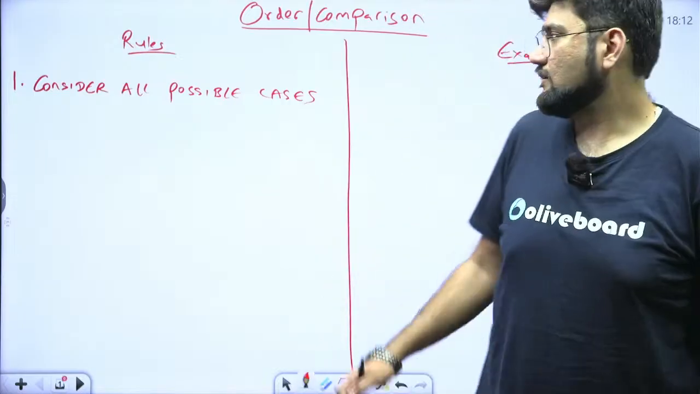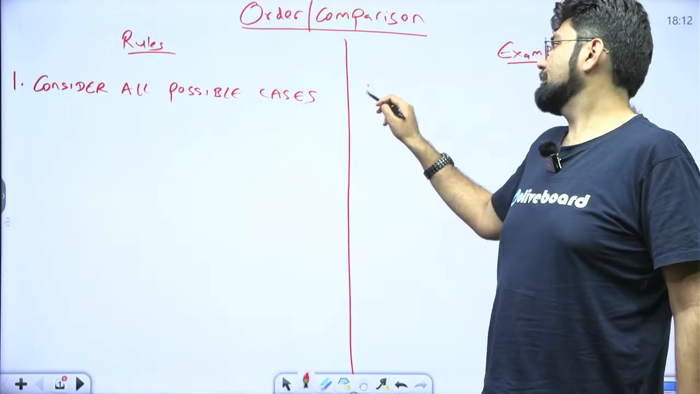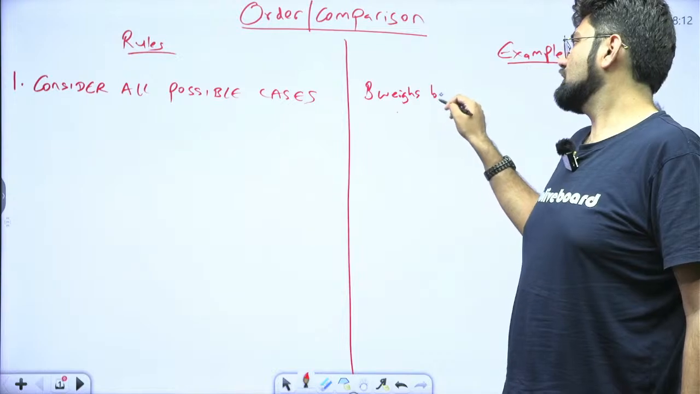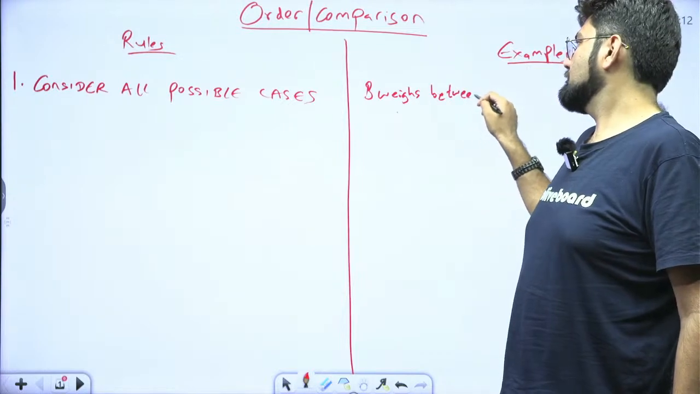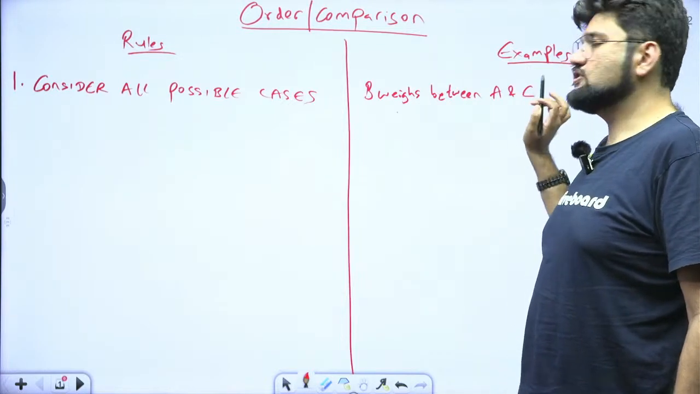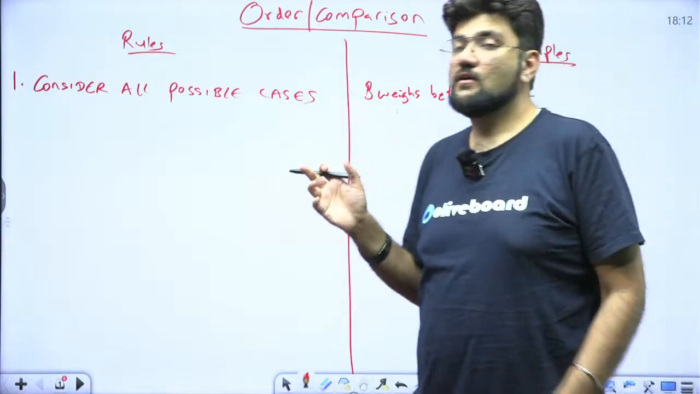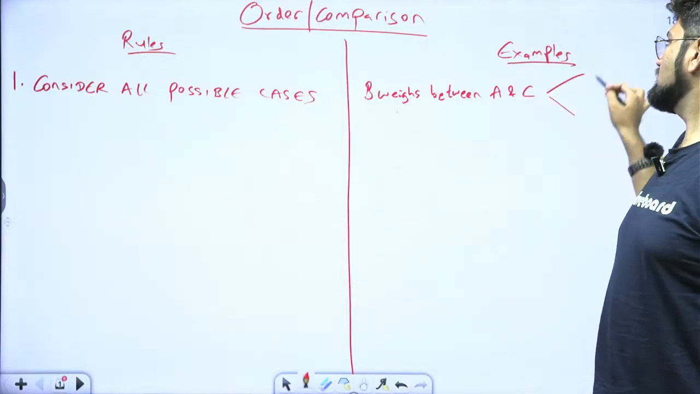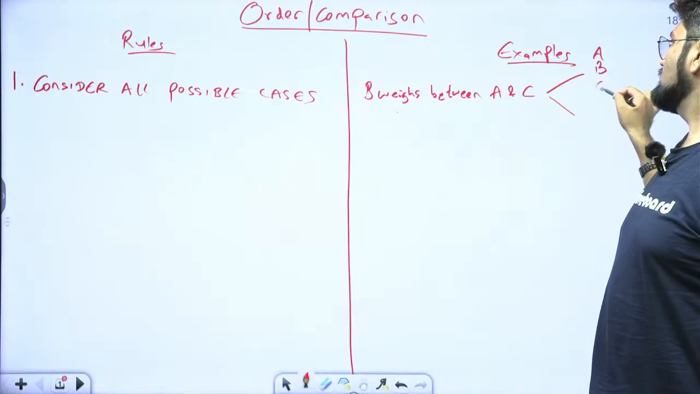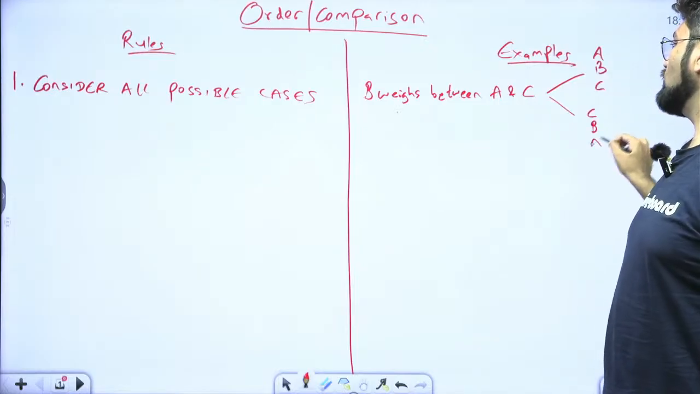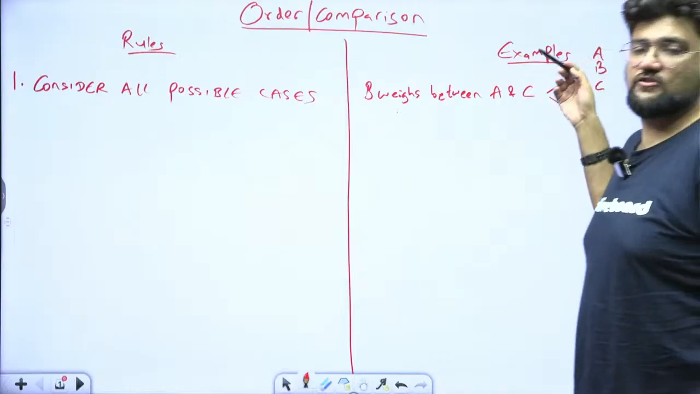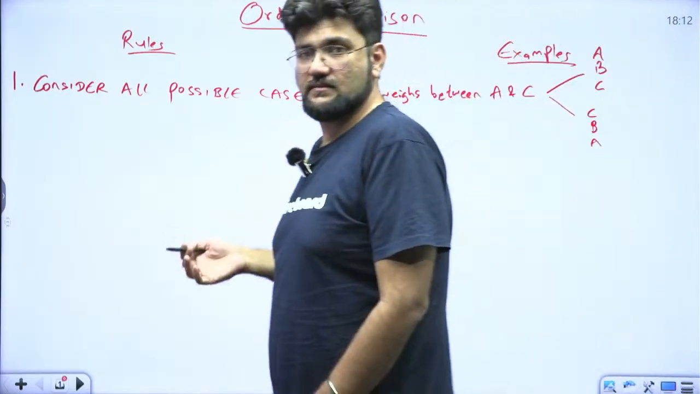If I am saying that B's weight is somewhere between A and C, we don't know who's weighing more, A or C. We'll have two possible arrangements. Either it will be like this or it will be like this. We have to consider both of them, both these arrangements as cases.